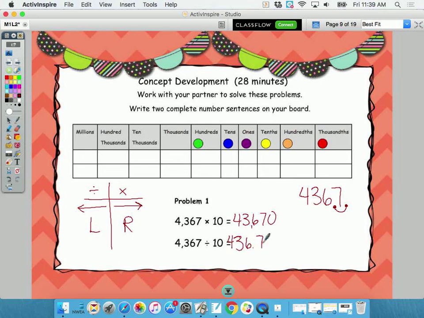Now, Ella, tell me how to say that number. 436.7. 436 and 7. One place value to the right of the decimal. What place value is the 7 in? Tenths. Okay. 436 and 7/10. Okay, let's do another one.